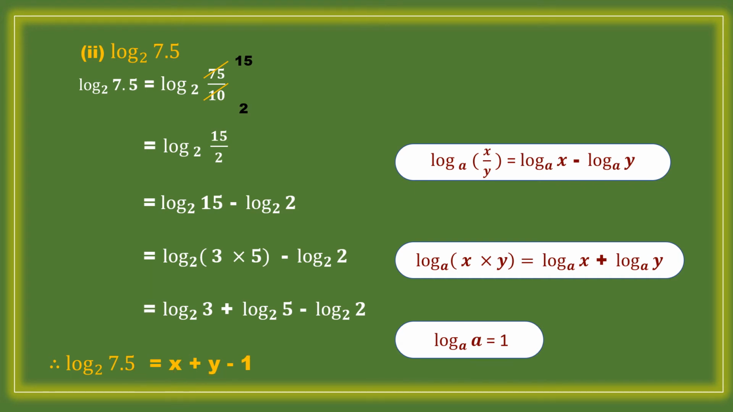Simple: if it is in decimal form, convert it into p by q form. If there is any cancellation, do that, and use the suitable property. If it is divided, use minus, and give the logarithm for both of them. Here 15 I can write as 3 into 5, because in our given data x is in terms of 3 and y is in terms of 5, so that I can easily substitute. Instead of 3 base 2 I can substitute x, and instead of 5 base 2 I can substitute y. So be perfect with these properties.